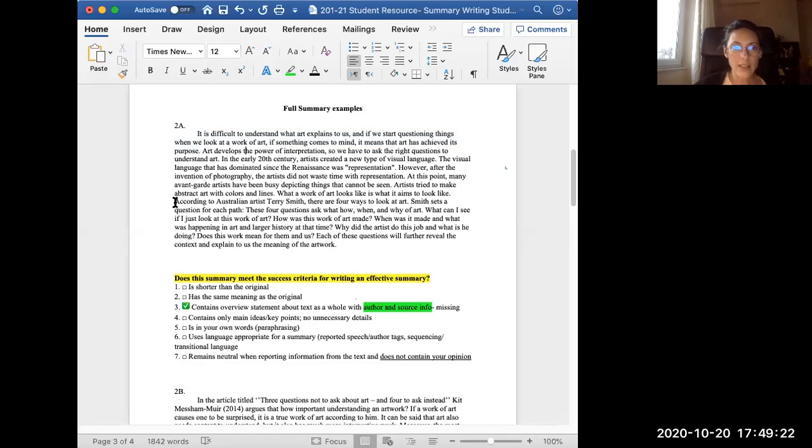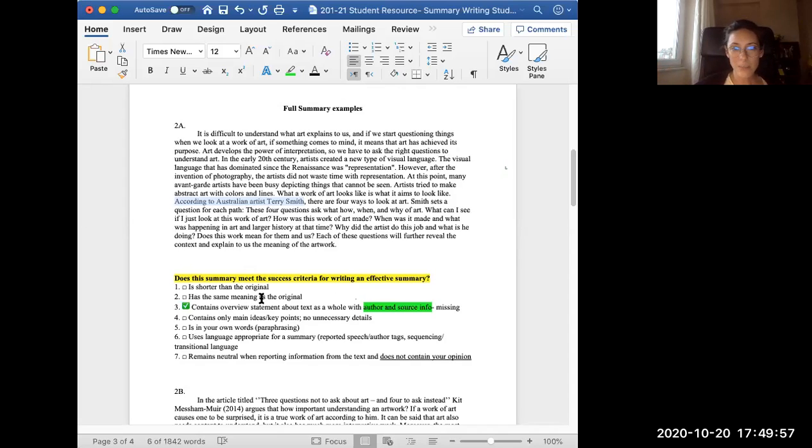And then here, according to Australian artist Terry Smith, this is a little bit confusing because since there's no author put in the first place, it's unclear who Terry Smith is, if this is the author of the original article or if this is a specialist that you found in research or something. So it just has to be clear. So I would say number 1, it's shorter than the original. Yes, okay, this is good.